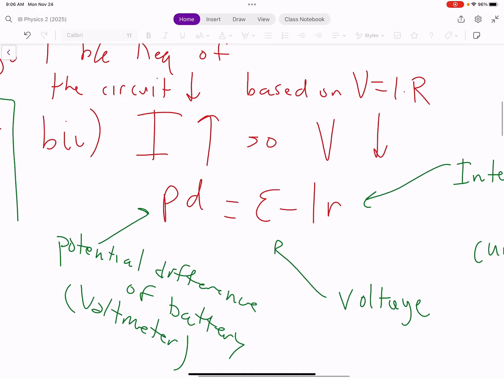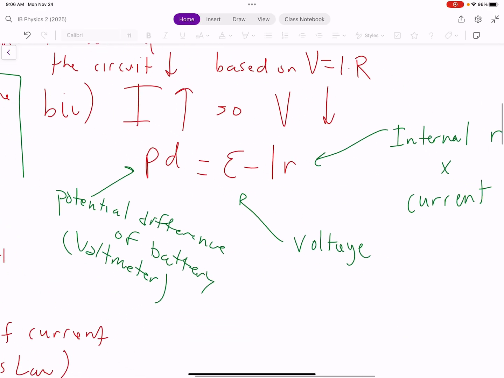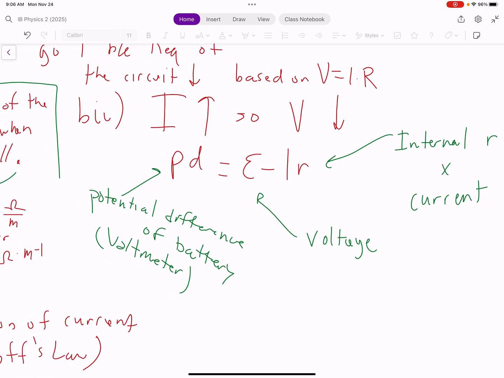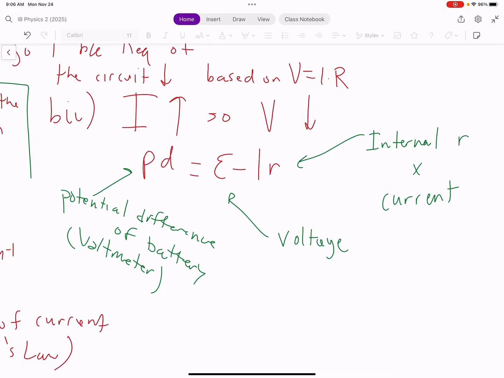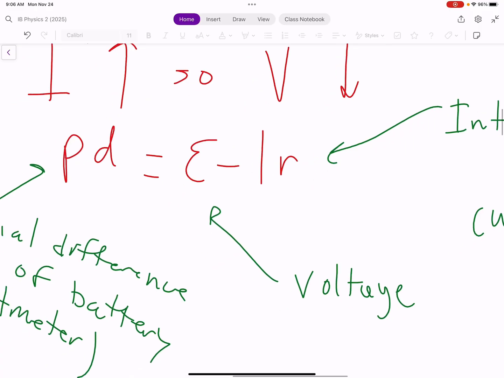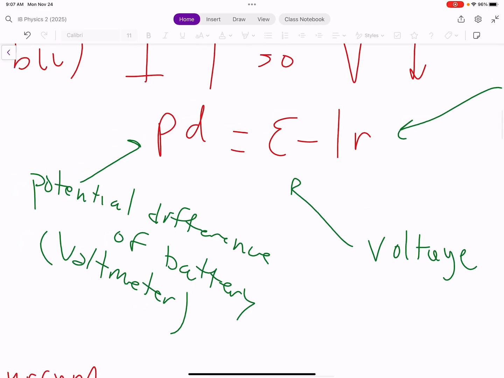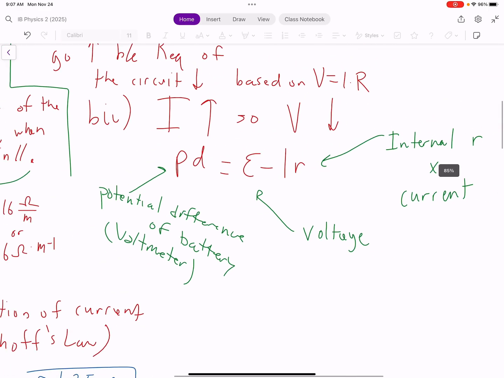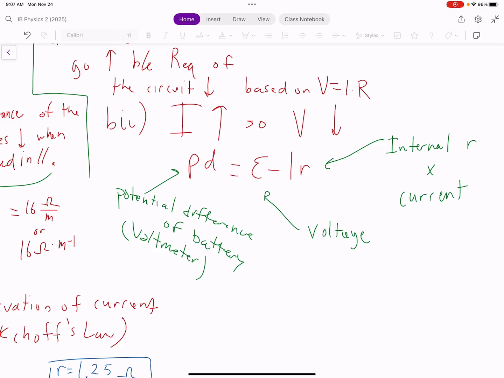For part 2 here, we have to look at this equation, E equals I times R. I have annotated this equation here. It says, since the current is going up, this IR part of the equation increases and it takes away more from the voltage. The potential difference is what is measured in the voltmeter. So if I goes up, it takes away from the EMF, and then the PD actually goes down. So the voltage, or PD, goes down because the current goes up.